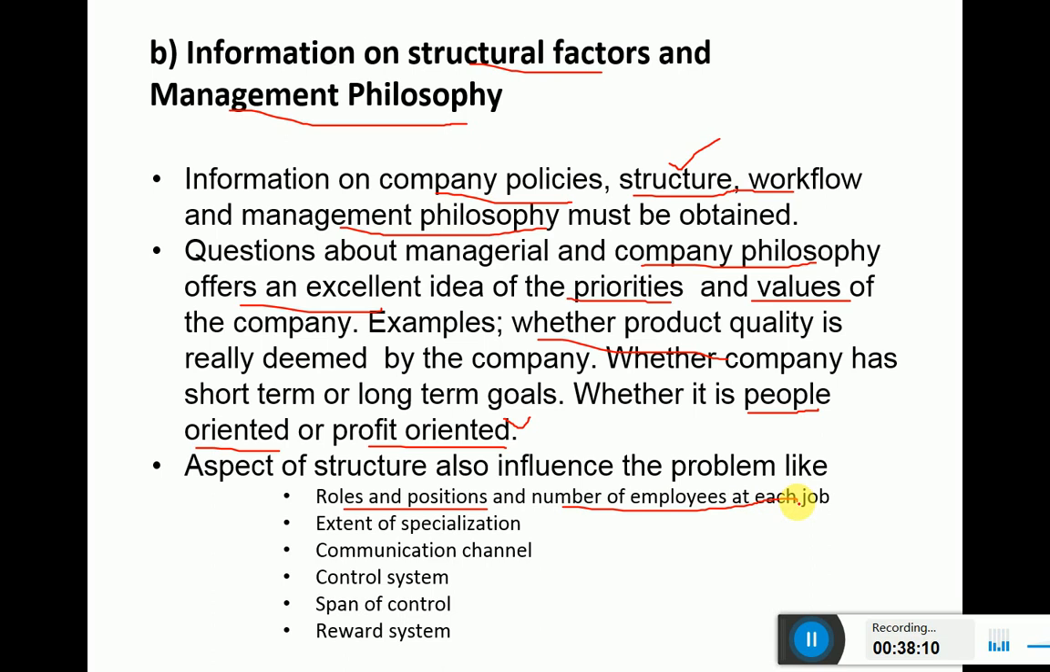Extent of specialization means, for example, in the organization's finance seat, whether the person sitting there is really an expert or specialized in finance or not. The person sitting in the human resource management department and controlling the HR department, does this person have real experience or specialization in human resources or not? That is simply known as extent of specialization. It means whether experienced, specialized people are performing their jobs or not. Communication channel: what type of communication channel are they using?